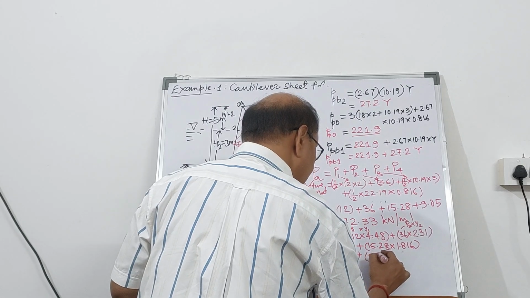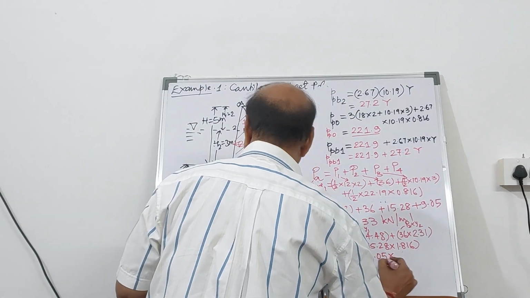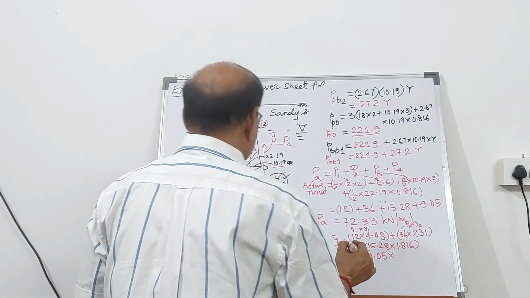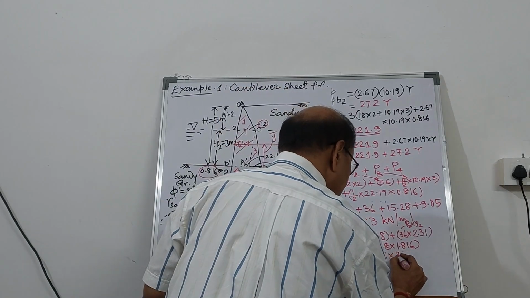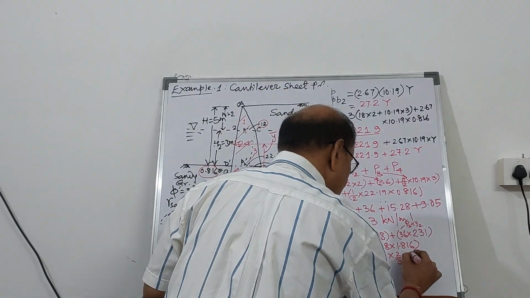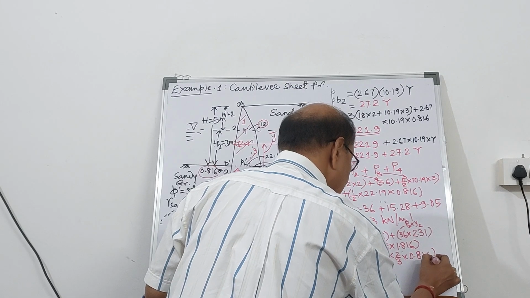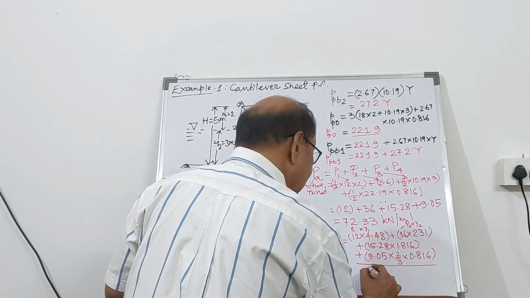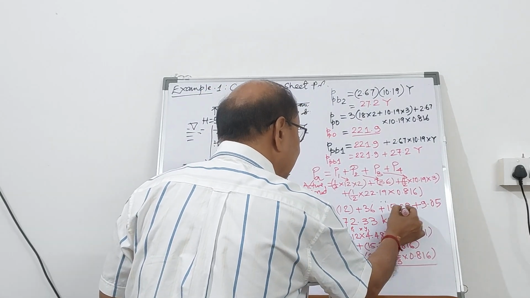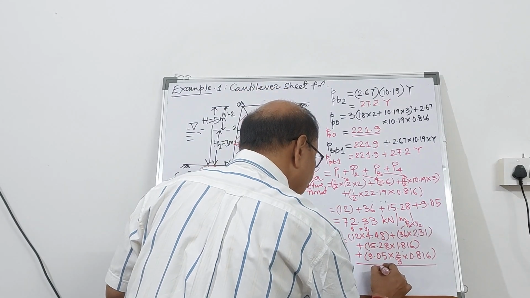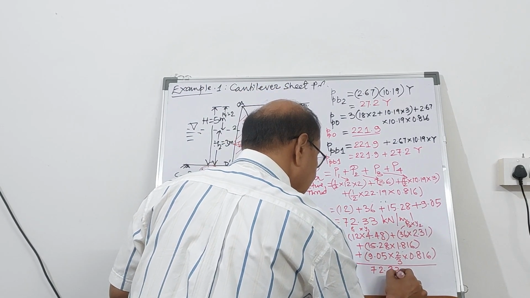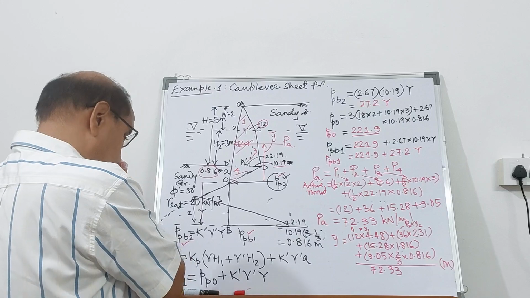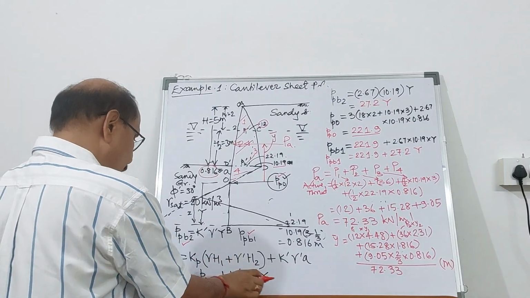So 9.05 into, from O, this will be 2/3 of 0.816 divided by PA. So PA is P1 plus P2 plus P3 plus P4, that is 72.33. So in meter, you will be getting the answer. So let's calculate this and get the answer of Y bar.